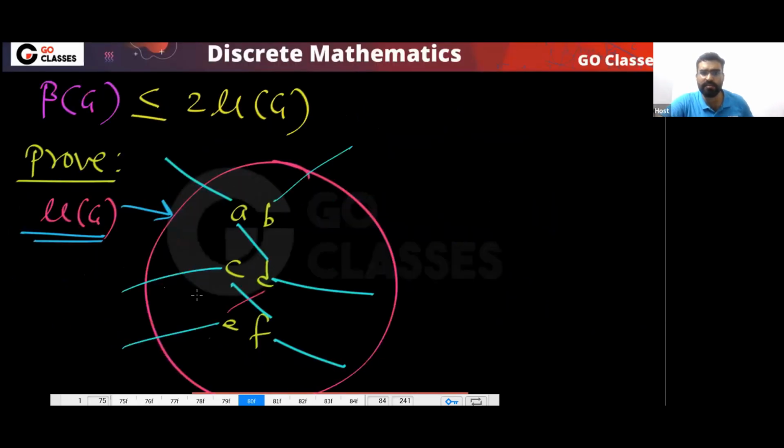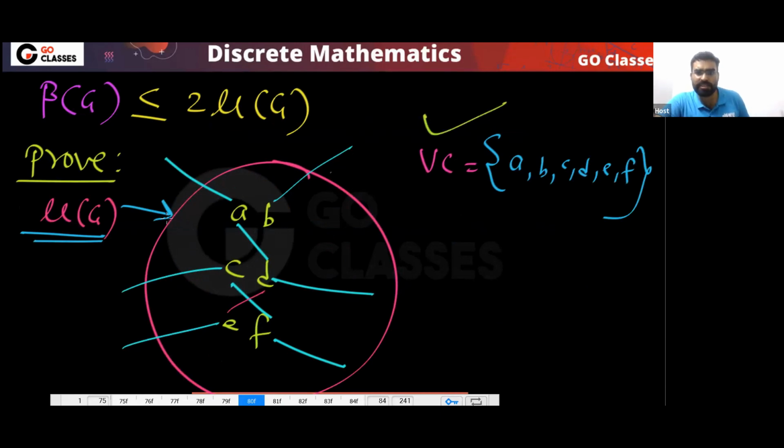Okay, so this is the idea. Very simple. So this is the proof also. So finally I can say that these vertices are definitely a vertex cover. I can guarantee that this will be my vertex cover. If I take all these vertices A, B, C, D, E, F, then I will definitely get a vertex cover.